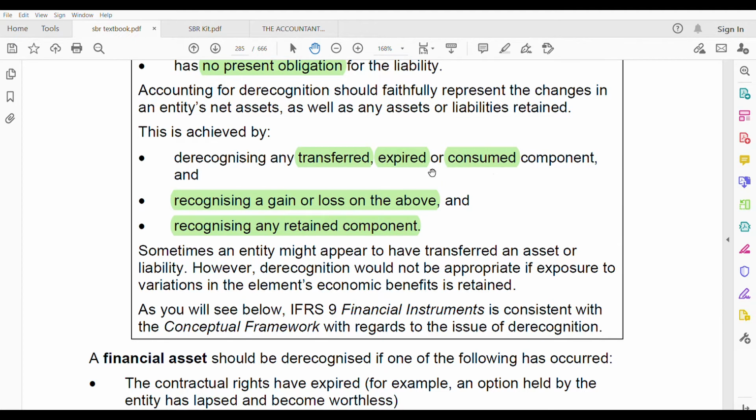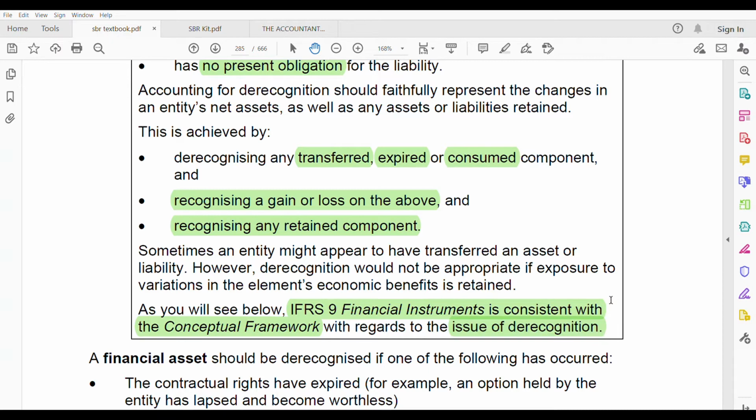Okay. As you will see below, IFRS 9 is consistent with the conceptual framework. You need to remember this so that it becomes easy for you to write in the exam if they ask you whether IFRS 9 financial instrument is consistent with the conceptual framework, the recognition and derecognition of an asset or a liability. With regard to the issue of derecognition, they are consistent.